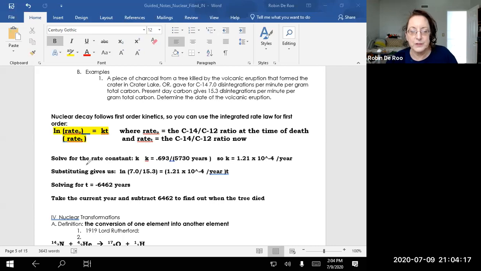We substitute this in, and that gives us natural log of 7 over 15.3 equals 1.21 times 10 to the minus 4 per year times t. So now we can solve for t. This is what we get for t. So all we need to do is take the current year and subtract 6,462 to find out when the tree died. We'll do nuclear transformations next time.